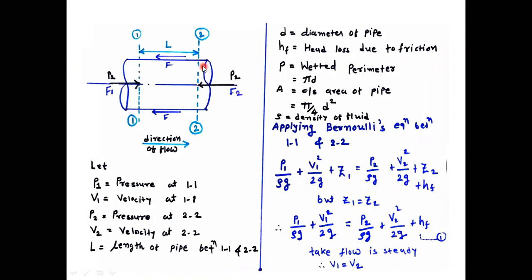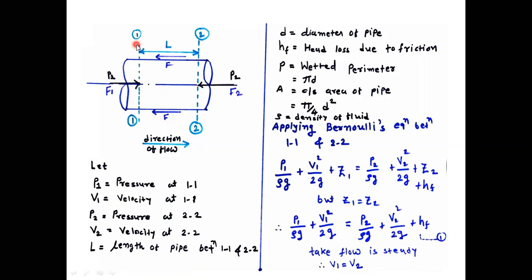Consider one pipe, flow through pipe. Here the direction of fluid is from left to right, as you can see in the figure. So the direction of friction force between the fluid and the perimeter of this pipe is opposite to the direction of fluid flow, which is from right to left. Here F is the frictional resistance force.